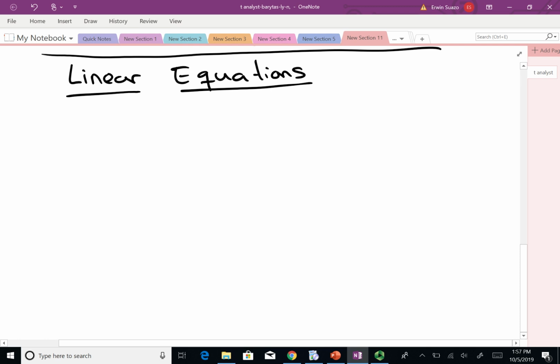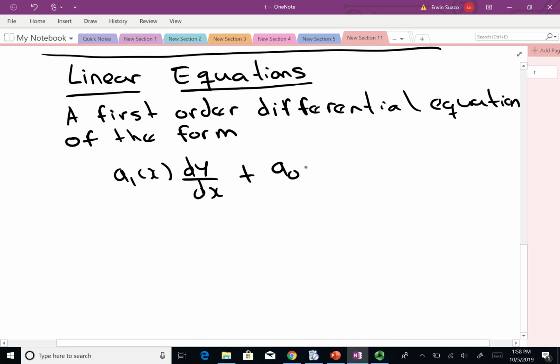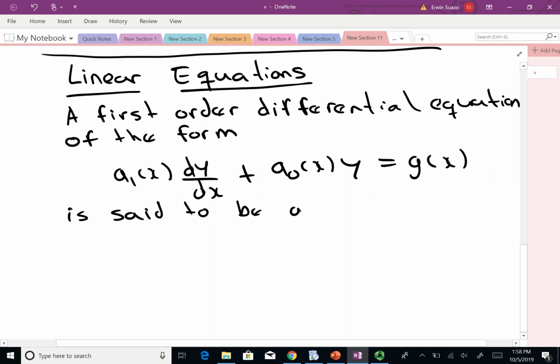As a definition, a first order differential equation of the form a1(x) dy/dx plus a0(x) y equals g(x) is said to be a linear equation in the variable y.